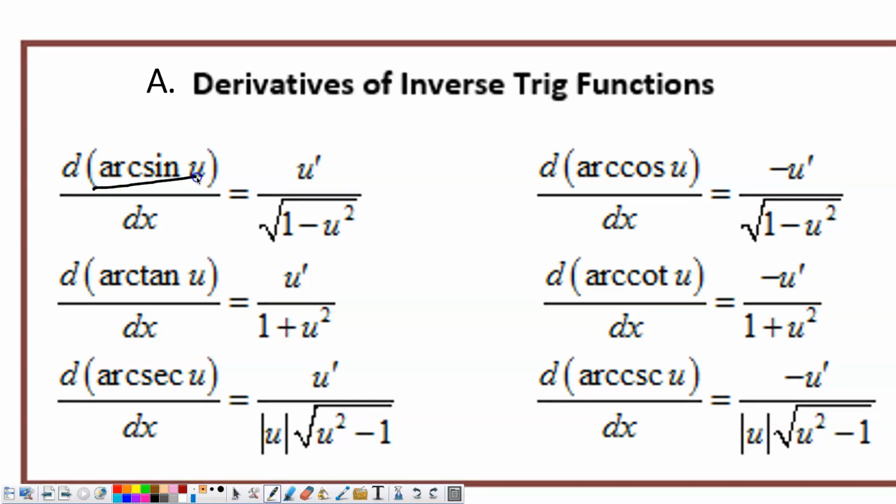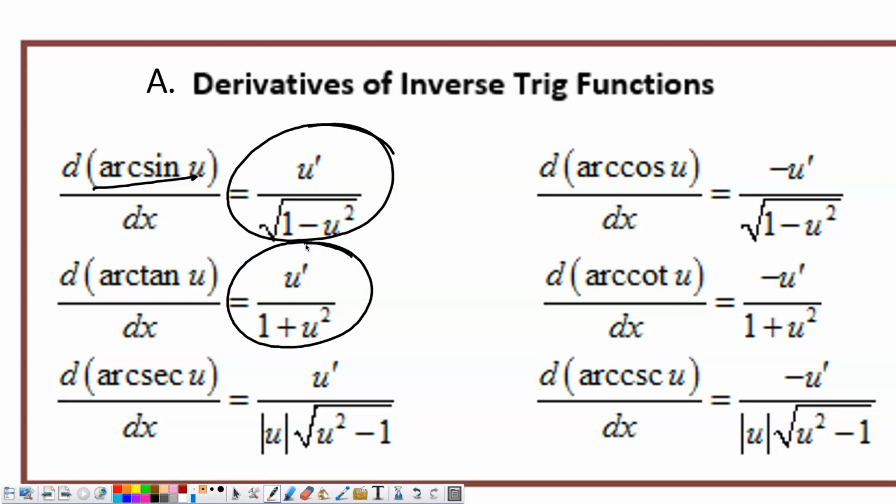So the derivative of arc sine was this. The derivative of arctangent was this. That was the one that didn't have a square root in the bottom, and it was plus instead. And then the derivative of arcsecant, that's the one that had the absolute value bars, and it had a square root, but the u and the 1 were opposite from what we had up here.